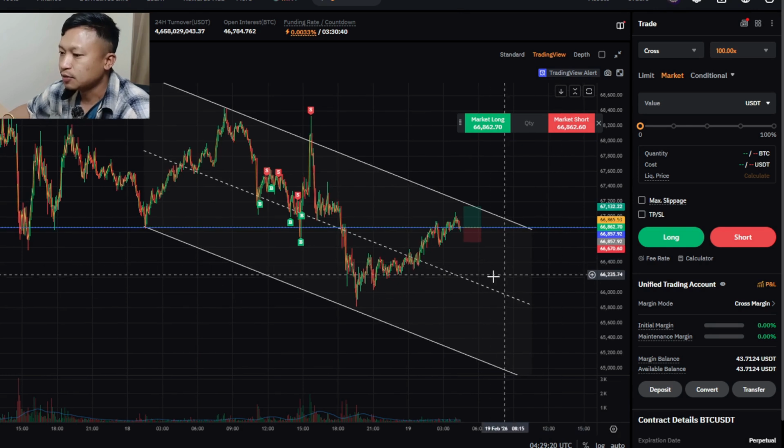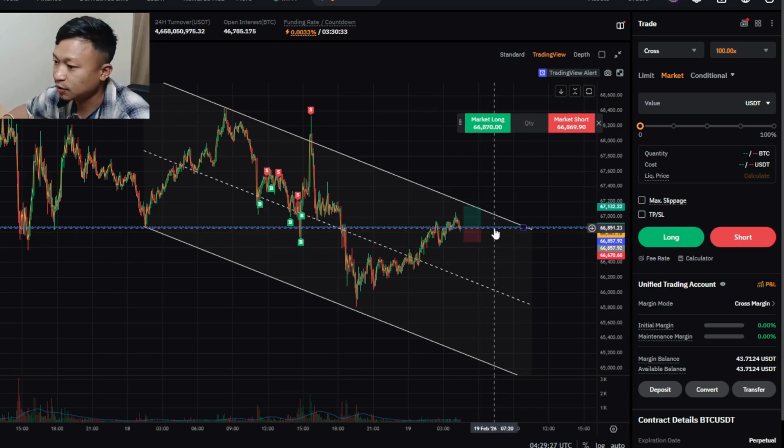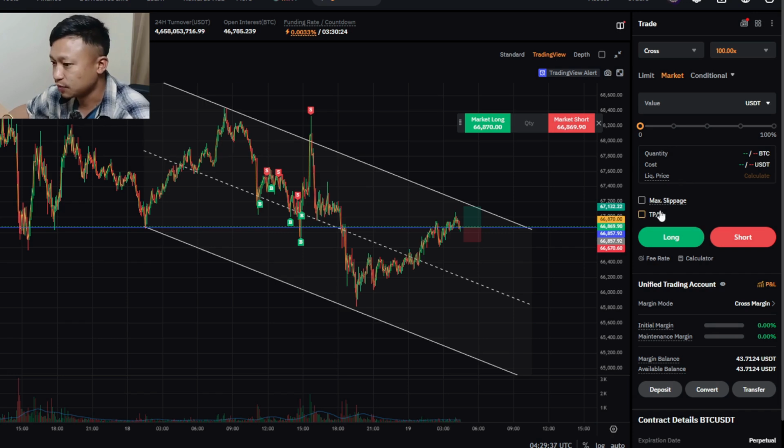If you want to start a long position, at the market price you want to buy immediately at the market price. So you come over to this panel. You can see it will look similar on your phone as well, with similar features.